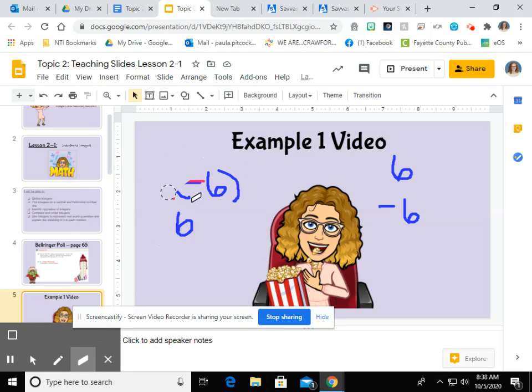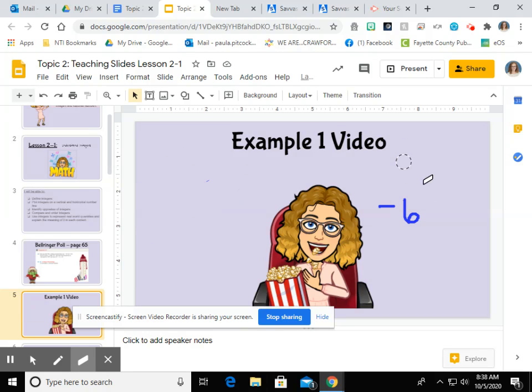Okay, so let's do another one because that's just a weird concept. But it's important for 7th grade. Say you have negative, negative 3. It means the opposite of negative 3. So what's the opposite of negative 3? Positive 3. Remember, two negatives make a positive.